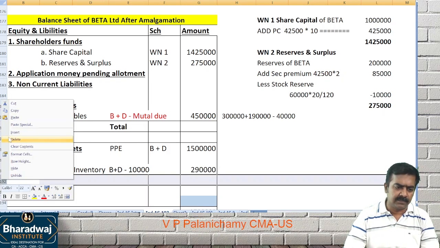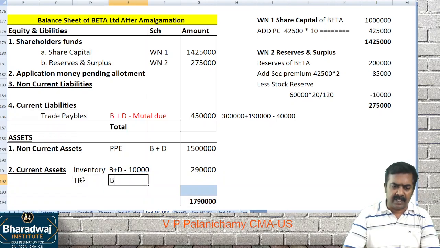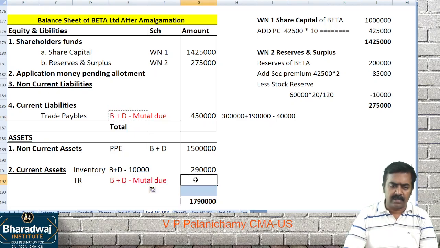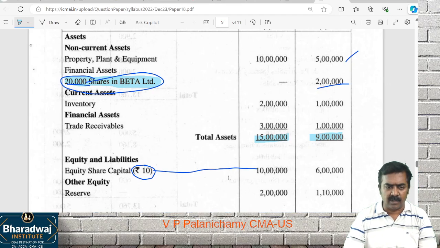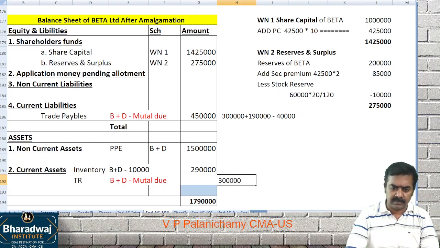Trade receivable, Beta plus Delta minus mutual due. Beta plus Delta is 3 lakhs plus 1 lakh, minus mutual due of 40,000.